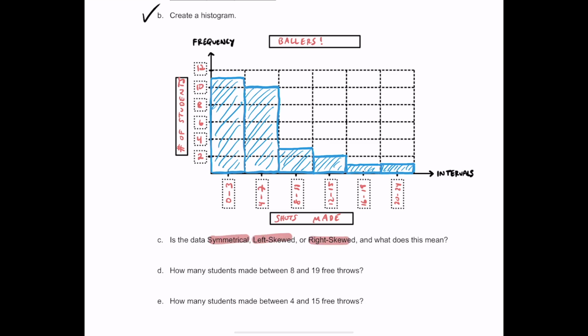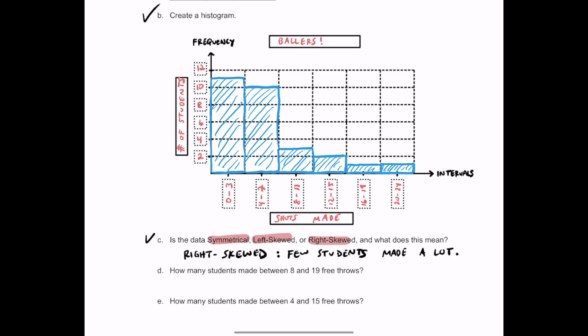Left skewed or right skewed? And what does this mean? Well, again, if our data is mainly on the left, this is right skewed. And what does this mean? It means that most students, or we can say few students made a lot. Or we can say most students made few. Few students made a lot of these free throws.